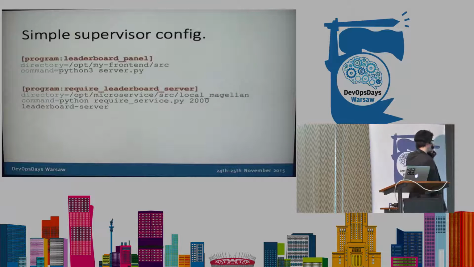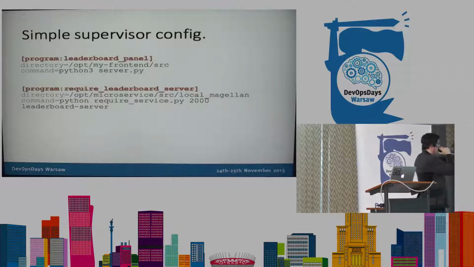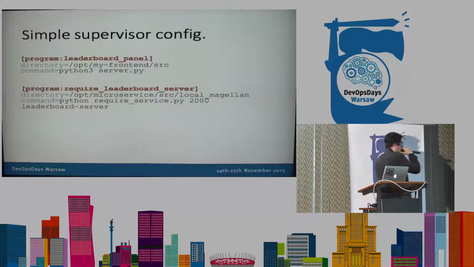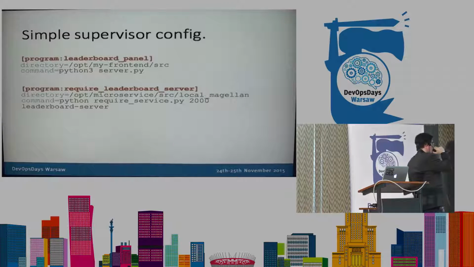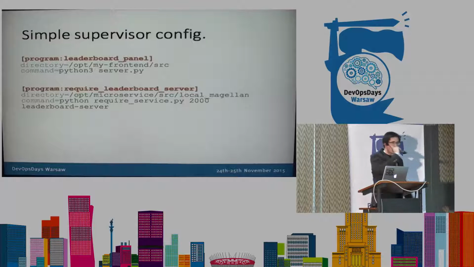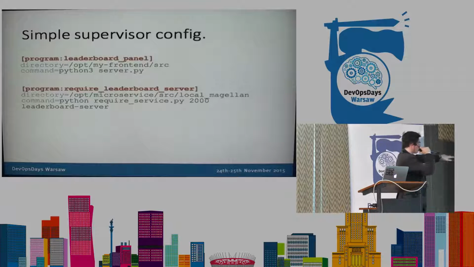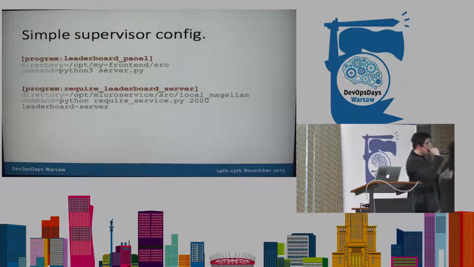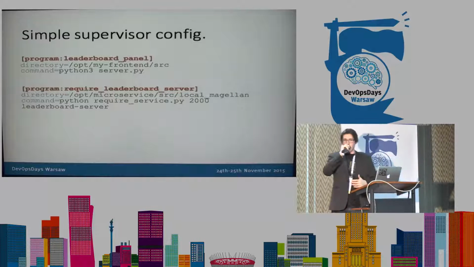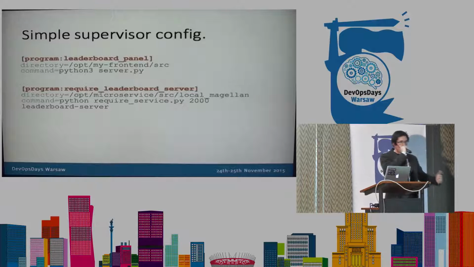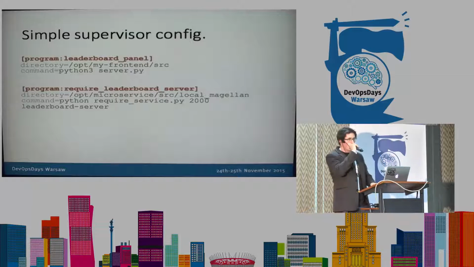This is a Supervisor config. It's extremely simple, actually. That's all you need to do to use service discovery with Armada. The first entry is a simple run server, right? It's python3 server.py. And the second one, program require leaderboard server. That's actually where the magic happens. We use the require_service.py script, which is a service discovery script, to ask Armada to bind leaderboard server to port 2000 inside the container. So if we use this, we never have to worry about running services on different ports. We don't have to remember that some ports might already be used. We don't have to change our configuration.